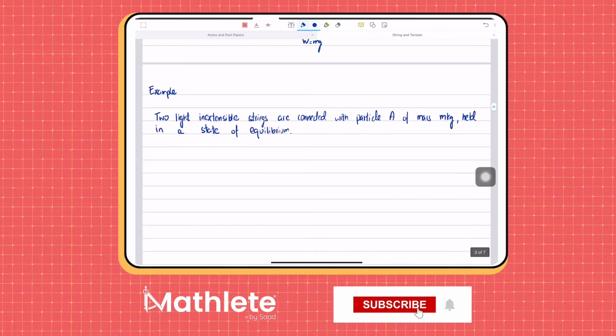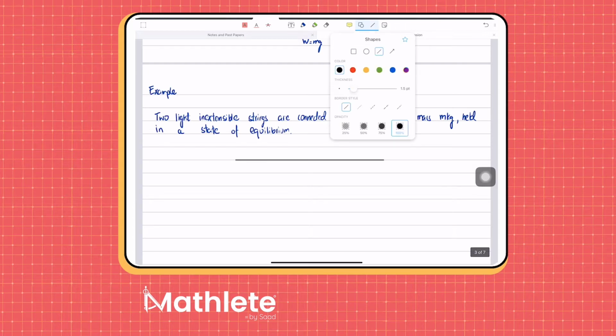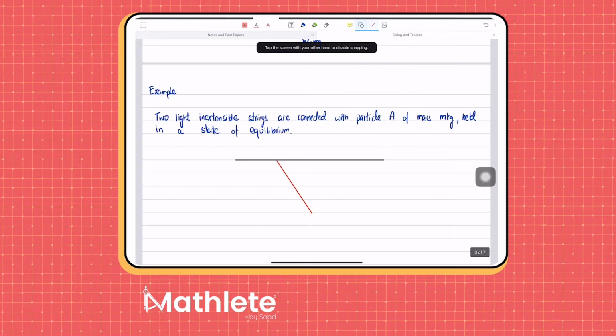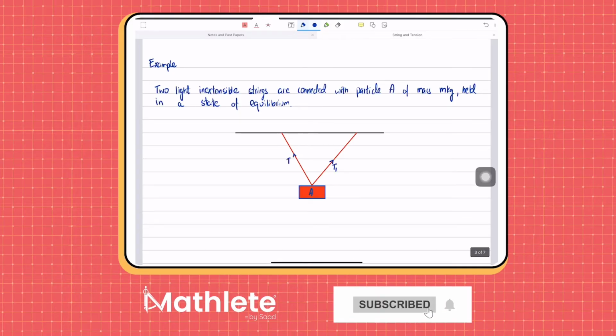Now let's see what that looks like. Very similar to what we've done above, but here we will also learn how to break it down. So this is your horizontal beam, and from this beam you have two light inextensible strings. This is not drawn to scale, keep that in mind. These two strings are supporting a particle called A. Let's call the tension in one string T1 and the tension in the other string T2.